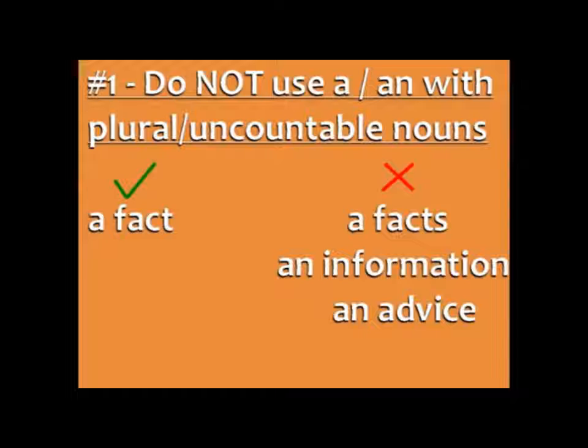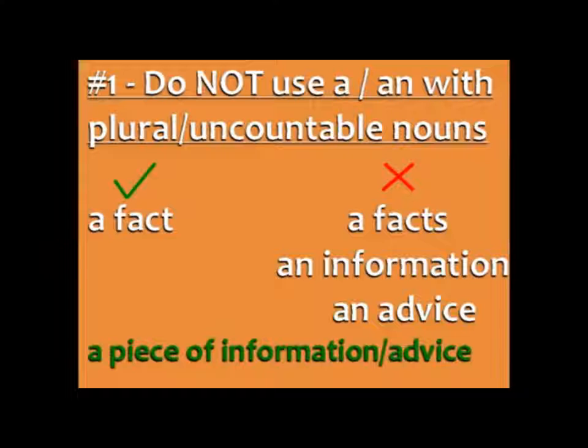An information and an advice are also incorrect because information and advice are uncountable nouns. However, you can say a piece of information or a piece of advice.